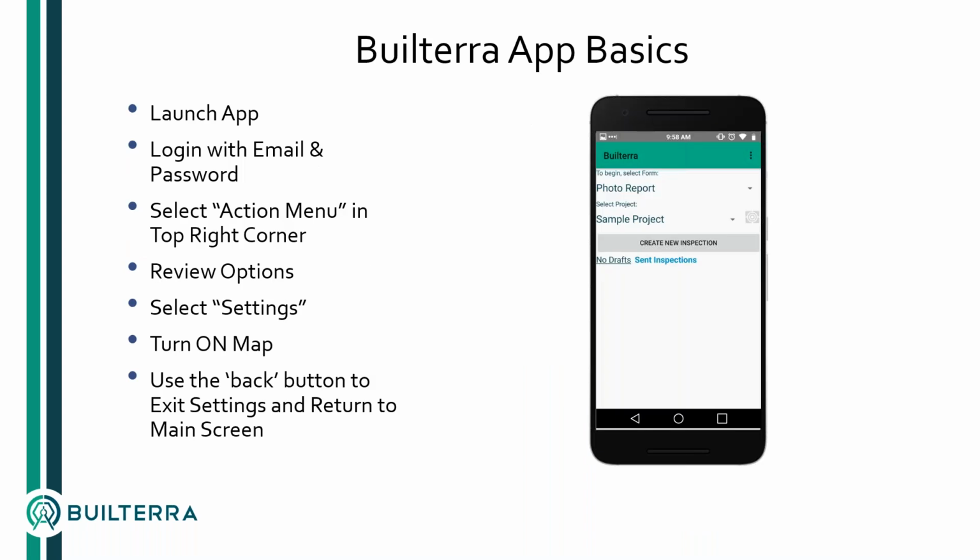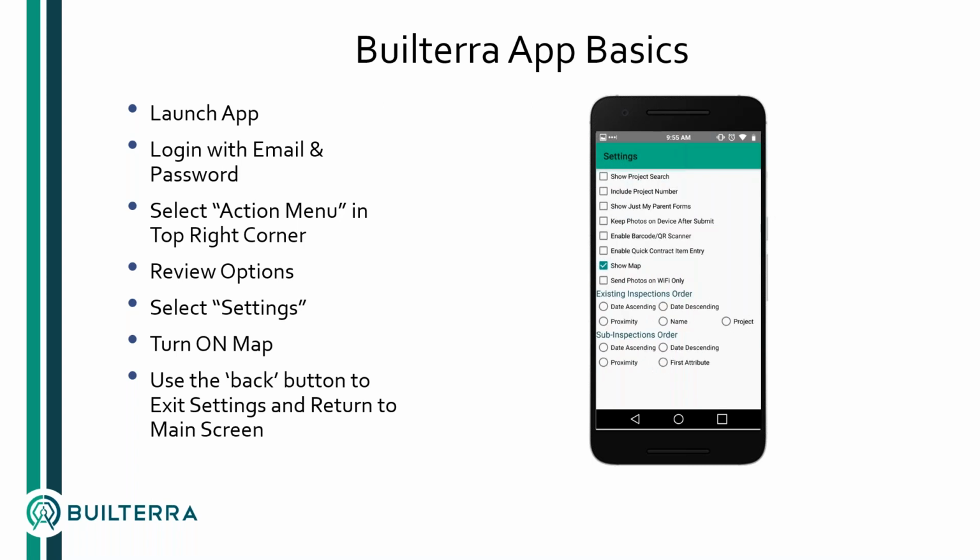So the Builterra app basics: there's an action menu located right here. When we talk about the action menu, if you're calling in for support or whatever, we refer to it as our action menu. When you select those three dots, it pulls up a submenu. This is where all your settings are. When you select it, you'll see here's a bunch of settings.